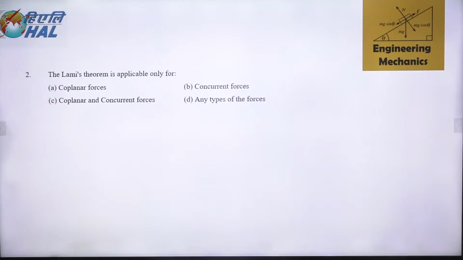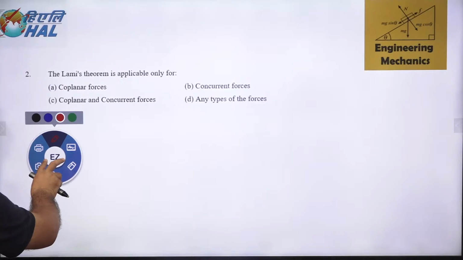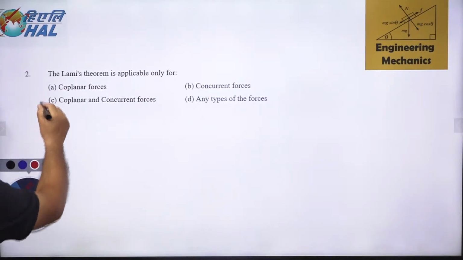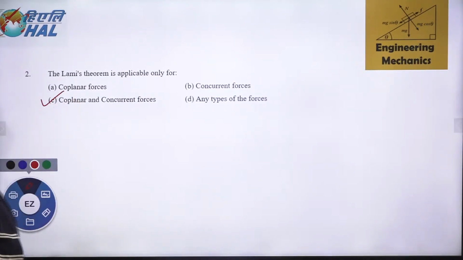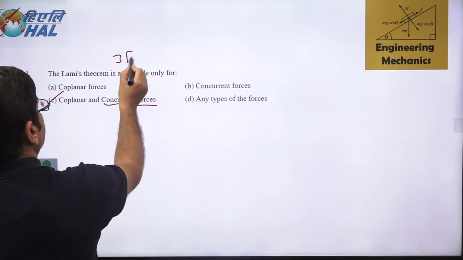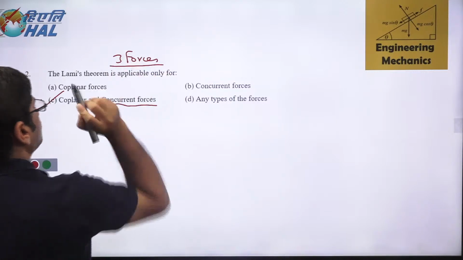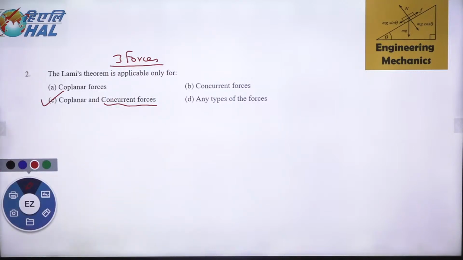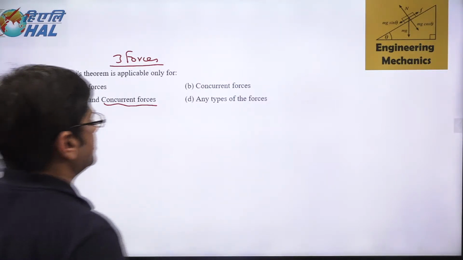Lami's theorem is basically used for coplanar and concurrent forces. Coplanar means they should be in the same plane, two-dimensional, and concurrent means acting at the same point. And number 3, this is the equilibrium theorem for three forces. So there are three forces involved. It is the equilibrium theorem.